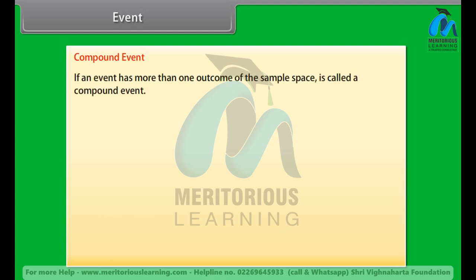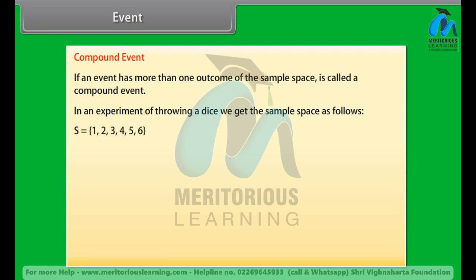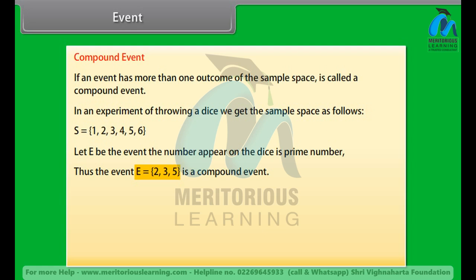If an event has more than one outcome of the sample space, it is called a compound event. To understand it, let's take an example. In an experiment of throwing a dice, we get the sample space S = {1, 2, 3, 4, 5, 6}. Let E be the event that the number appearing on the dice is a prime number. Thus the event E = {2, 3, 5}. It is a compound event.